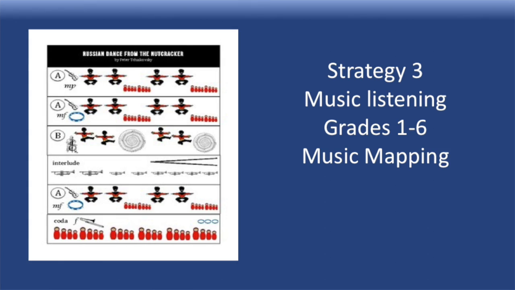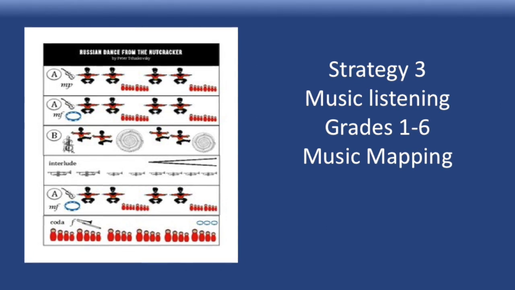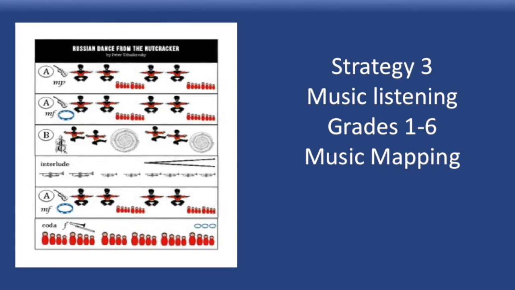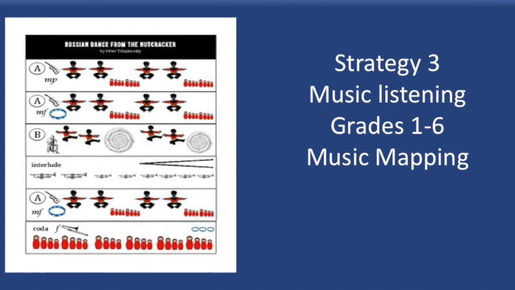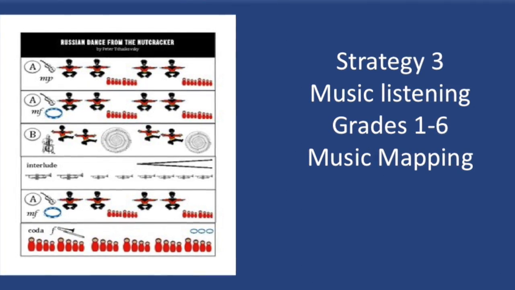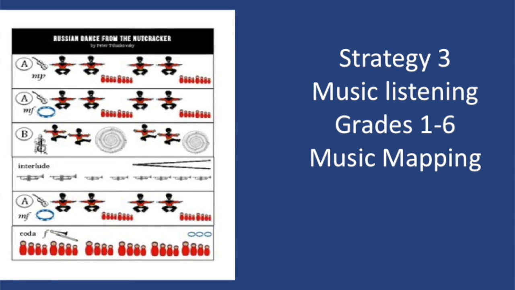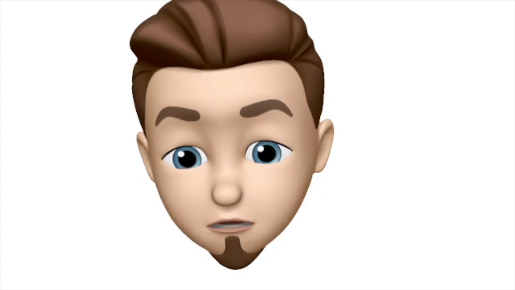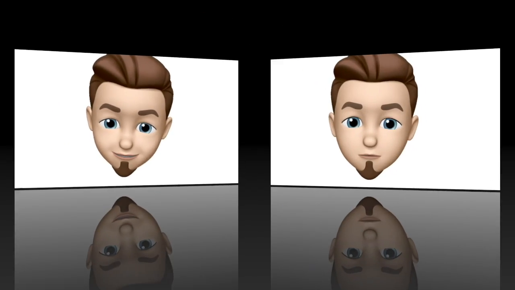Welcome to Strategy 3, Music Listening. For this music listening strategy for grades 1 through 6, the strategy includes making a musical concept map. The strategy involves analysis, creation, and evaluation thinking skills. For this activity, you'll need an audio device to play music for all the students to hear clearly. Test your music ahead of time to make sure.